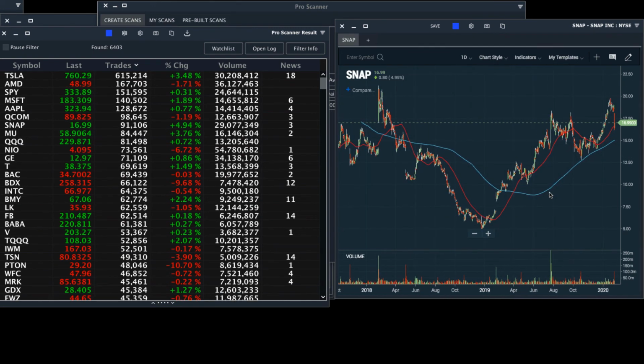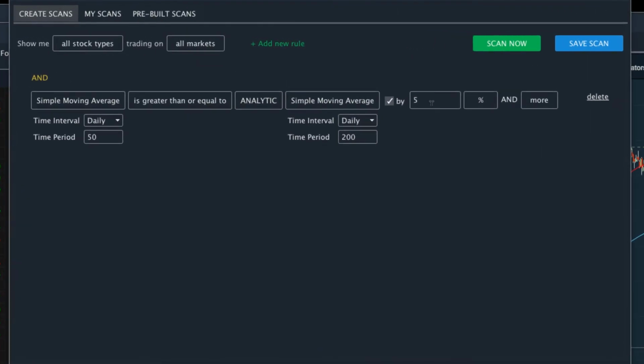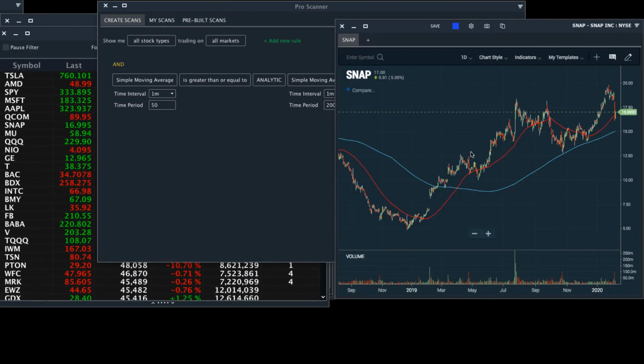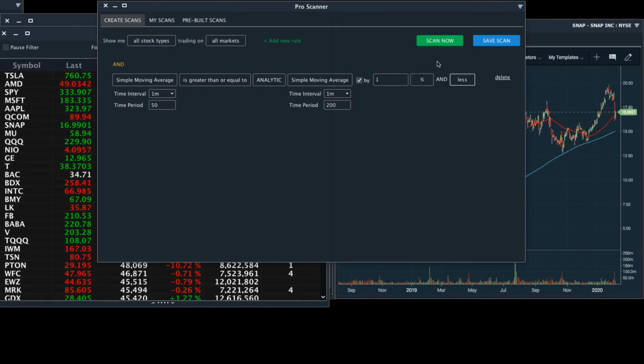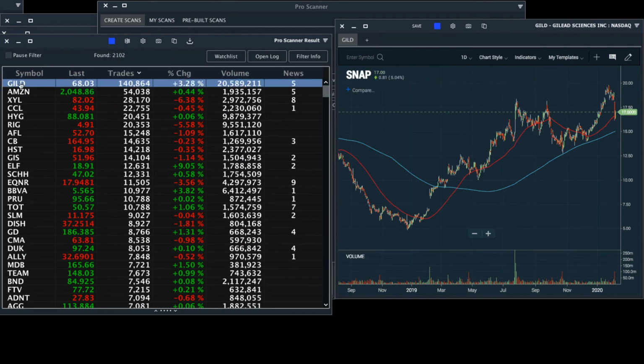So if you're using moving averages, you might be interested in finding the cross itself, as it tends to foreshadow a bigger move. So if we wanted to do that, we would simply change our criteria to, let's say, 1% or less, meaning the 50-day moving average is above the 200-day moving average, but only by a small margin. Now we have a fresh set of results. I can link this to my chart window and we can start analyzing them.